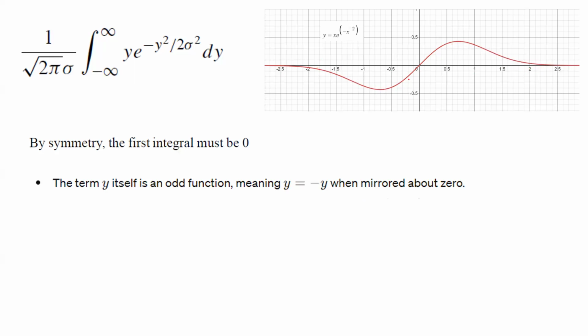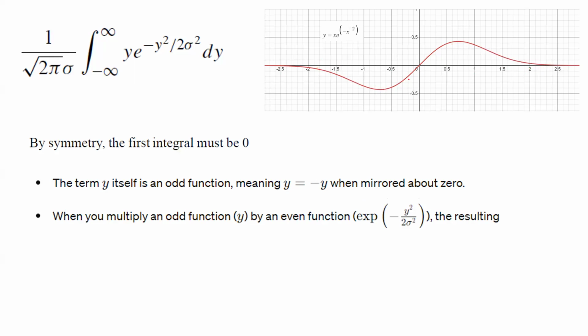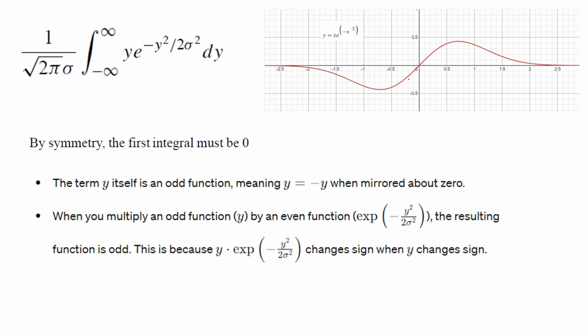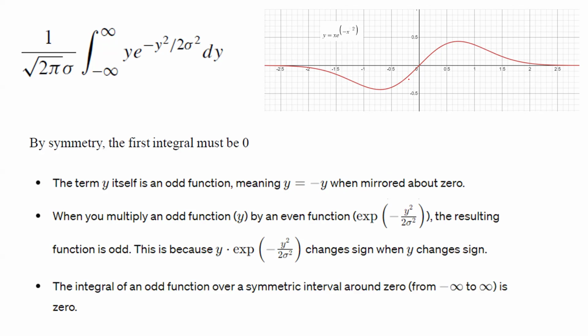Again, y is odd, and when you multiply y by an even function, which is this exponential function, the result is also an odd function. You have an odd function over negative infinity to infinity. You have a symmetric interval, so the integral becomes 0. Here's more detail for you. For those of you who are curious in analyzing the integral, you have this.